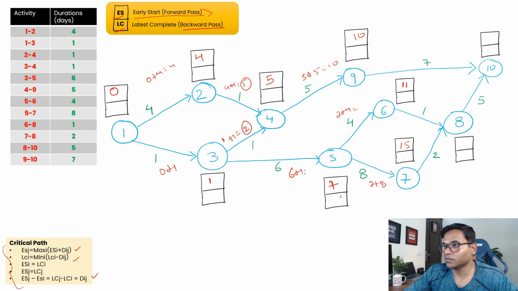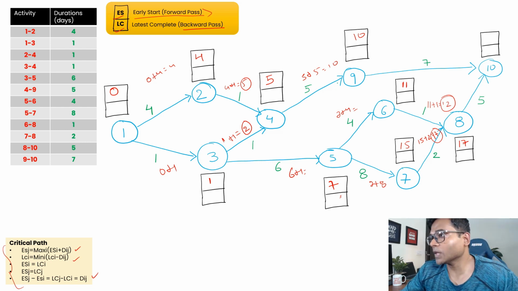Now we have the early start for both 6 and 7, so if you see 15 plus 2, it should be 17, right? As per this path, I have just 11 early start and then 1 is duration, so 11 plus 1 is 12. Now we have 12 and 17, so 17 is max, so obviously we will take 17 as early start plus duration because we are doing the forward pass. Okay, so we have this 17 here.